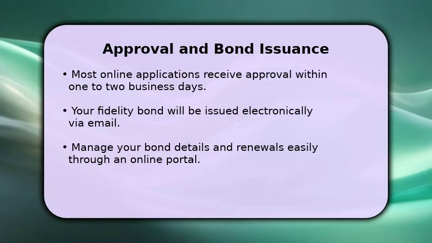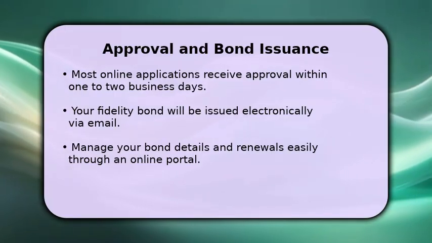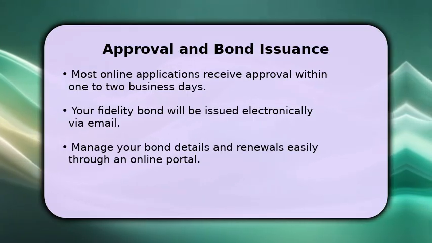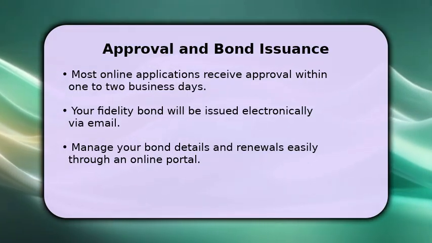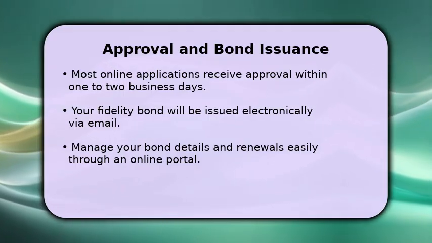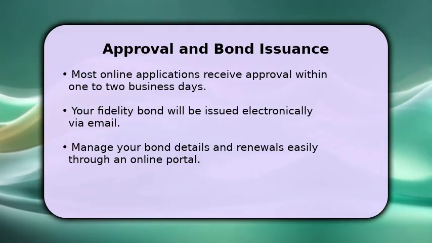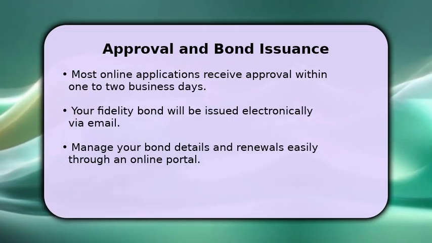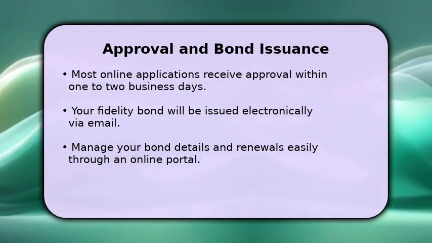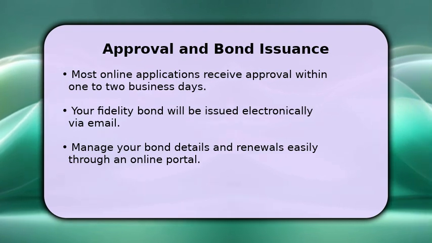After submitting your application, approval is typically very fast, often within 1 or 2 business days. Once approved, your Fidelity bond will be issued electronically and sent directly to your email. You can then access and manage your bond documents through an online portal, making renewals and any necessary adjustments simple and convenient. This ensures continuous protection for your business.